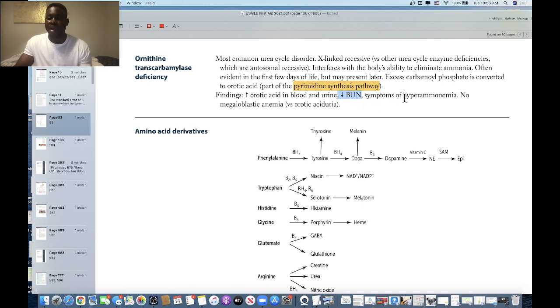The symptoms of hyperammonemia will also be the same, because we'll have excess ammonia, and some of the symptoms are confusion and asterixis. No megaloblastic anemia here, versus orotic aciduria. Orotic aciduria will also have megaloblastic anemia because we have the UMP synthase deficiency. So we'll also have megaloblastic anemia in orotic aciduria.